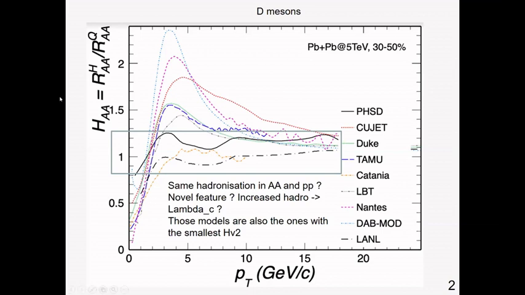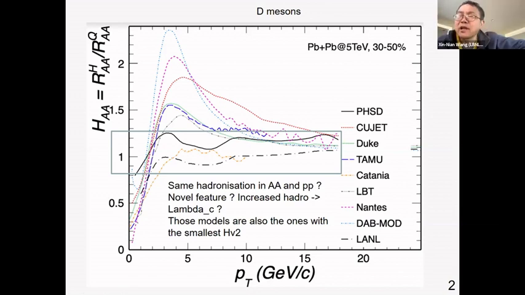Okay, so are there any other models that want to comment on the curves? I'm sorry, I was cut off somehow. Yes, you were cut off. Yes, I don't know what happened.